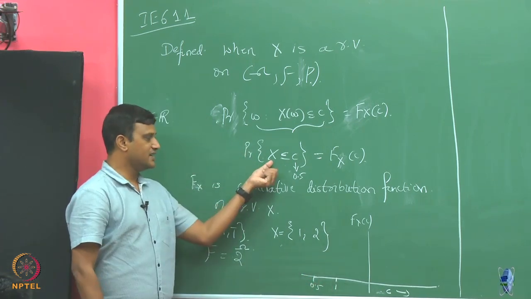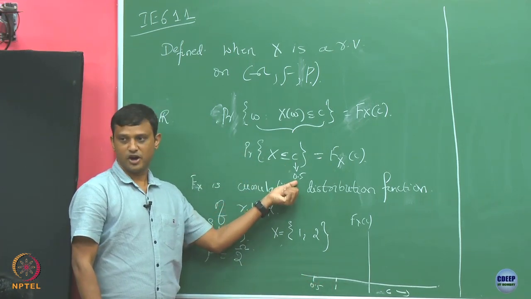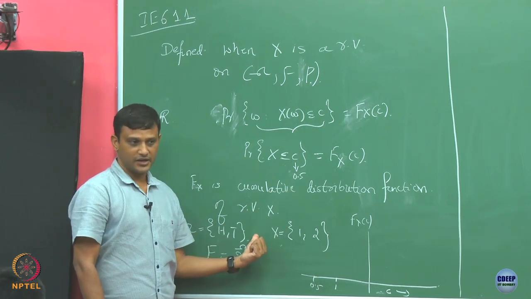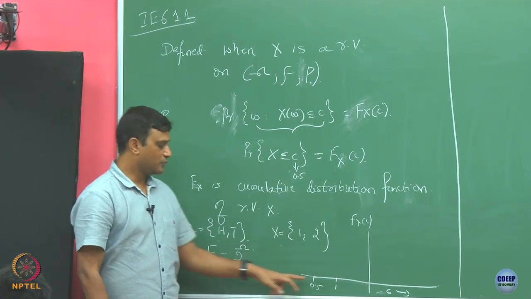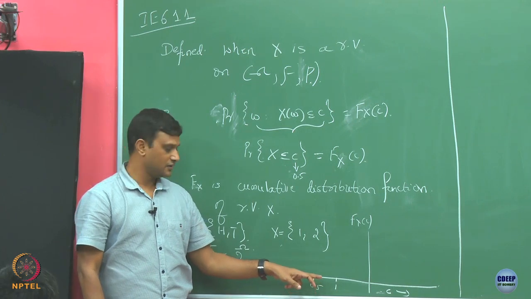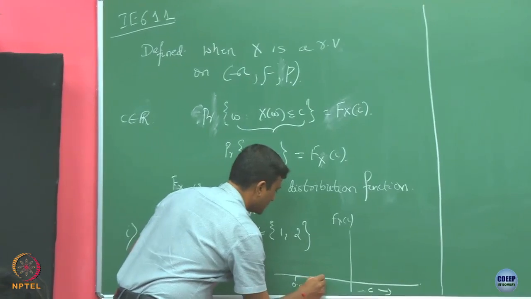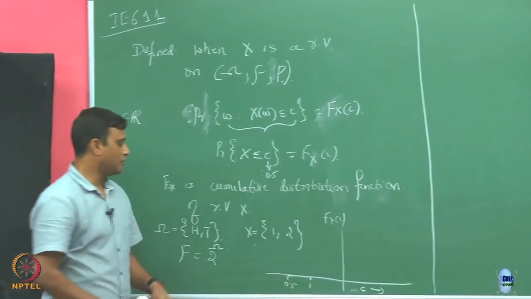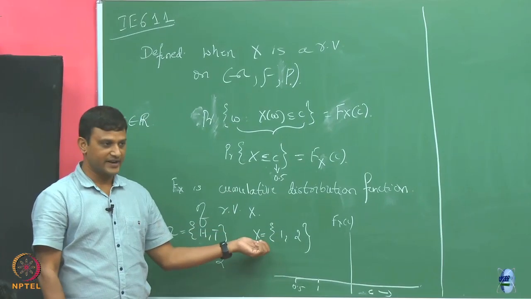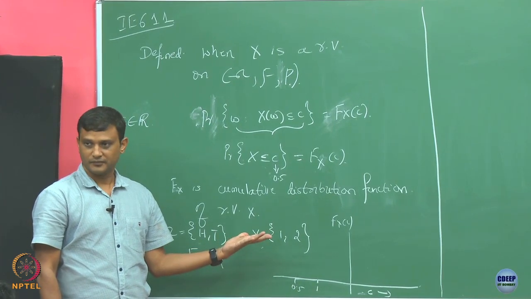So what is the probability that x is going to be less than or equal to 0.5 in this example? That is going to be 0. Till what point is this going to be 0? Okay, let's say for the time being this is going to be 0. And let's say my coin is fair, both heads and tails are equally possible.